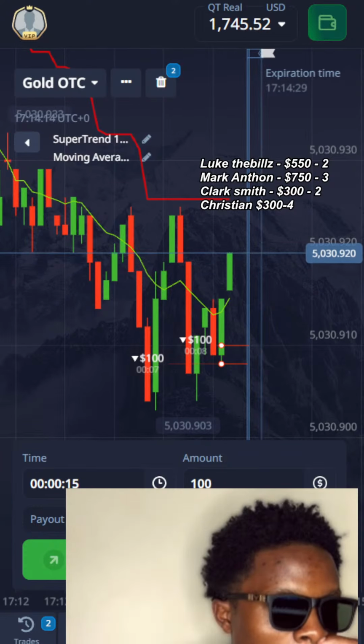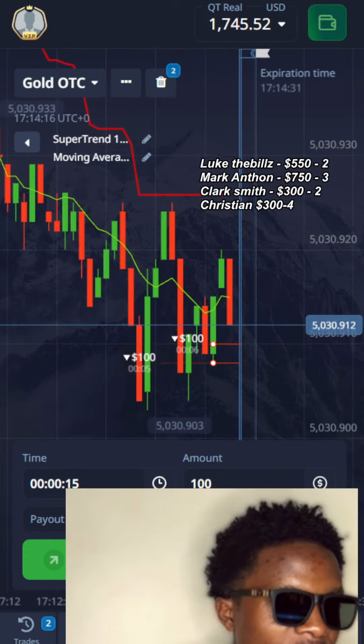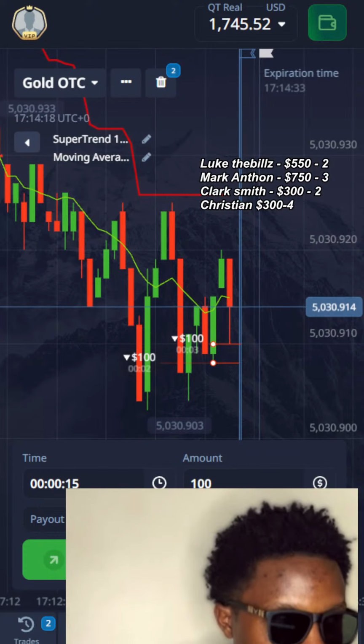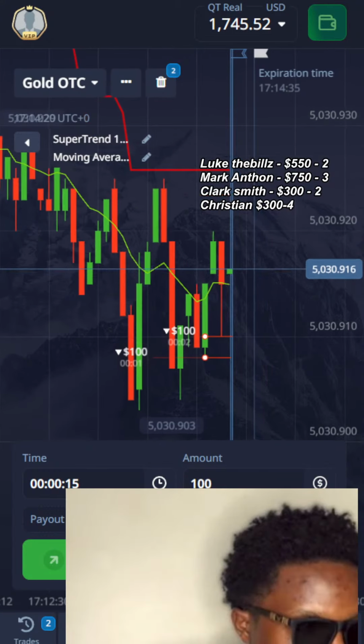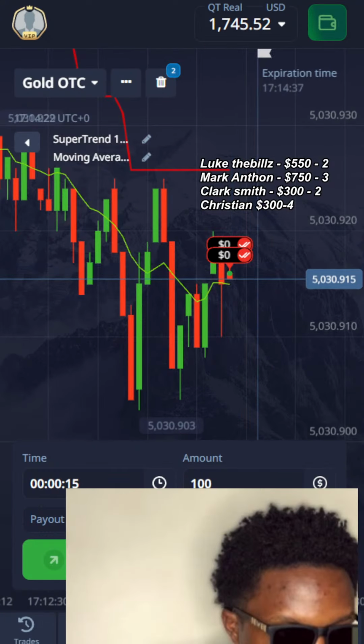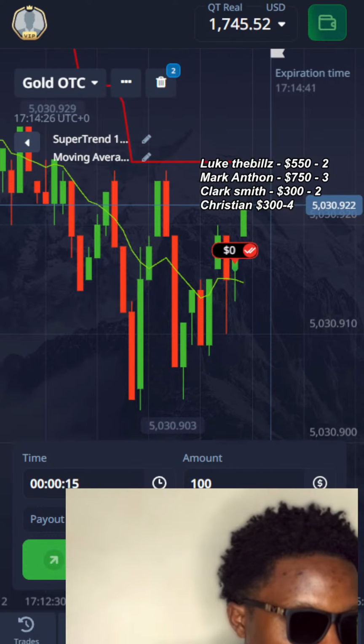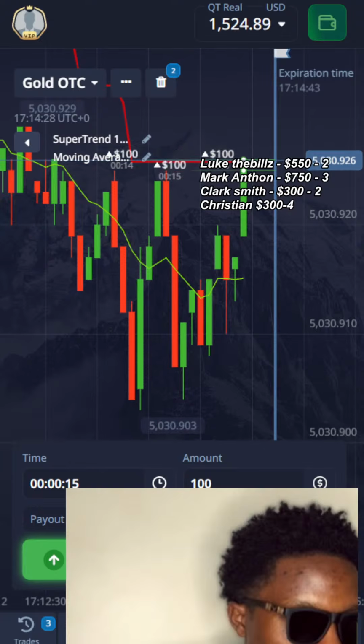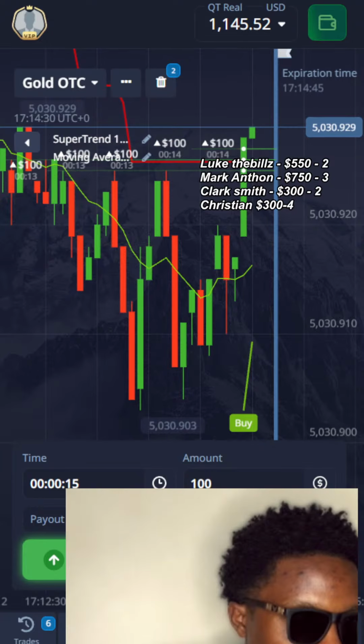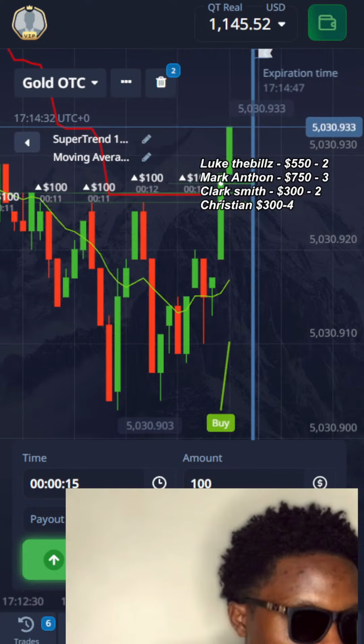We hadn't broken structure here, so this was not valid. I take full responsibility for that loss because we had a broken structure here. So this sell was not valid, which means we are probably moving up. So I'll maximize and bring back that loss.